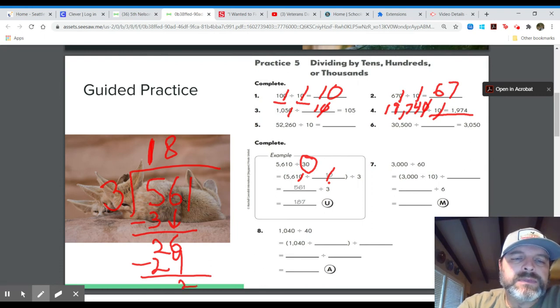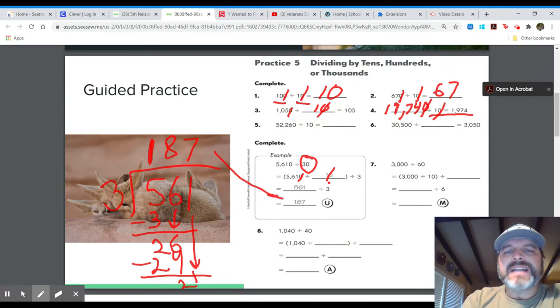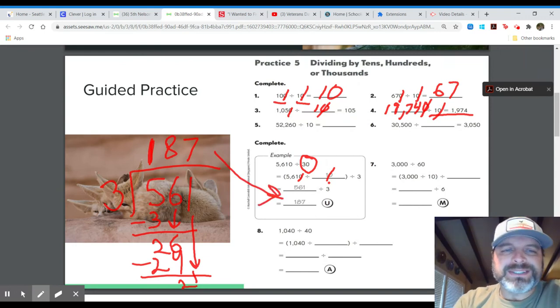I'm running out of room. So I bring down a 1. Sorry, it's 21. Now I have to see how many 3s can come out of 21, and I know that's 7 times 3, and that's my answer. And there it is. Actually, the answer was right here too, guys. You could have just looked over there, but if you did, okay.